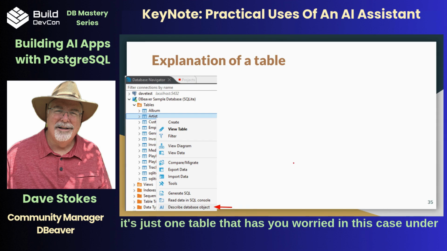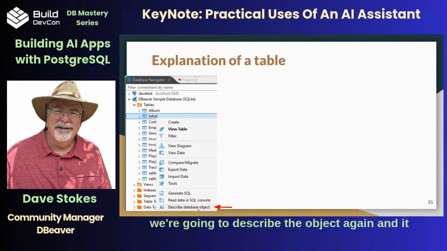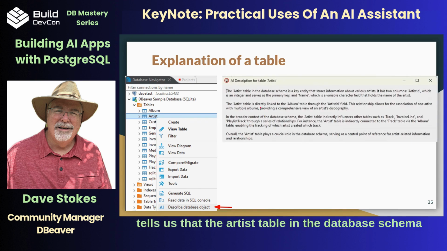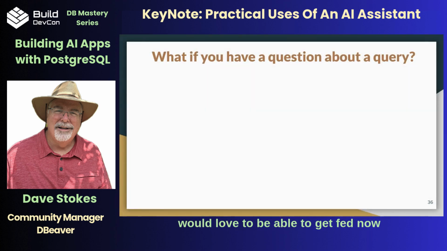Maybe it's just one table that has you worried. And in this case, under that sample database, we're going to look at the artist table, and we're going to describe the object again. And it tells us that the artist table in the database schema is the key entity. It stores information about various artists. It's obvious from the name of it and the type of information here, but if you have something like TK_1-dev, this is the type of information you would love to be able to get fed.